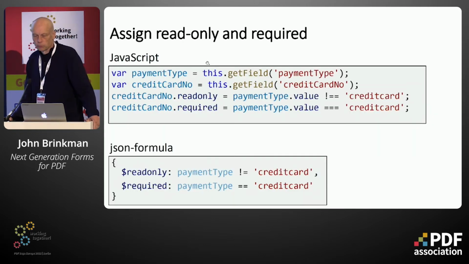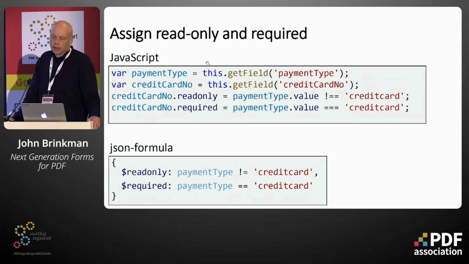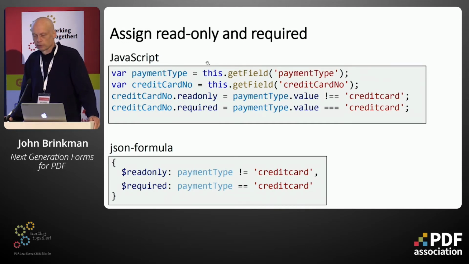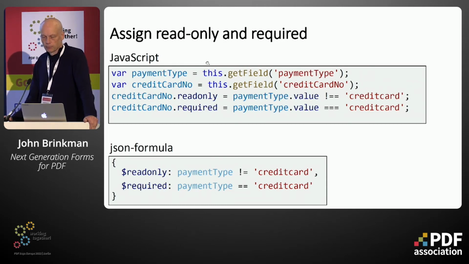And another comparison here for you: if I've got a payment area and I can choose cash, check, or credit card. If they choose credit card, then I need to make my credit card field editable and required. And so here's how I would do it in JavaScript, and below would be how I would do that using JSON formula. And so hopefully you can see that it is simpler, and it is hopefully something that takes a skill set somewhat less than your average JavaScript programmer.